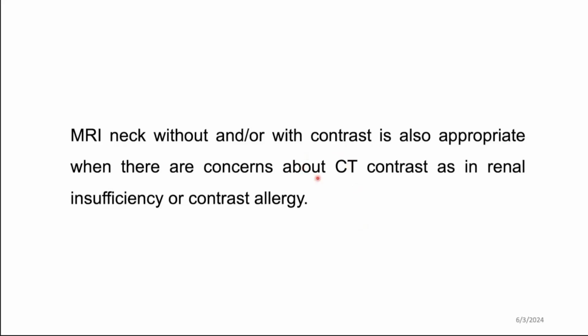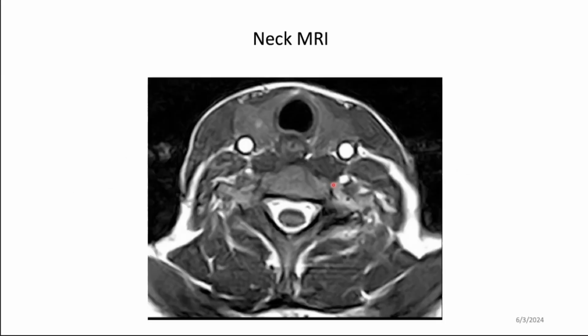Okay, so MR of the neck with and without contrast is also appropriate when there is concern about contrast issues in renal patients or contrast allergy, but it's not commonly done. This is an example of an MR image. This is the thyroid gland. On MR, we see again the close proximity of the carotid vessels. This is the trachea, and this is the esophagus here. This is the cervical vertebral body. This is the spinal cord, and these are the anterior neck muscles.